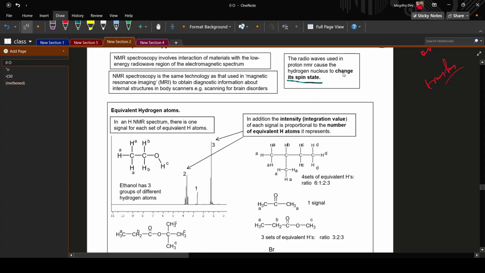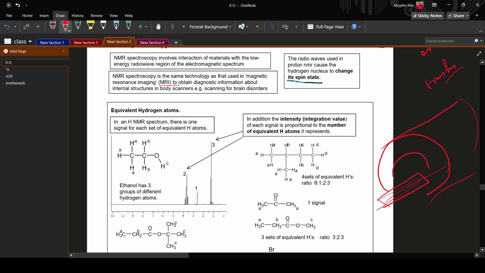Now, NMR spectroscopy is the same technology that is used in magnetic resonance imaging. I think you have heard about MRI, right? There is this big machine where people lie on a stretcher, and the stretcher is taken inside the big MRI tube. Have you seen that MRI tube in diagnostic centers and medical centers? The human body is placed on a stretcher, and the stretcher is placed inside the tube. That is basically what MRI is.